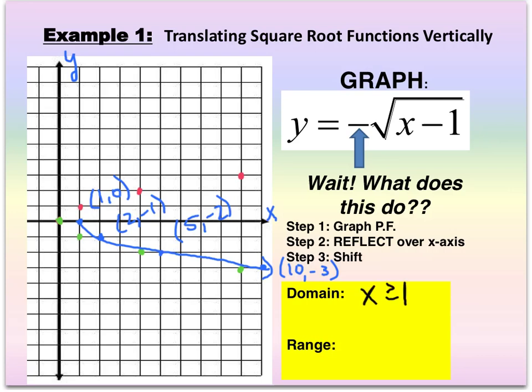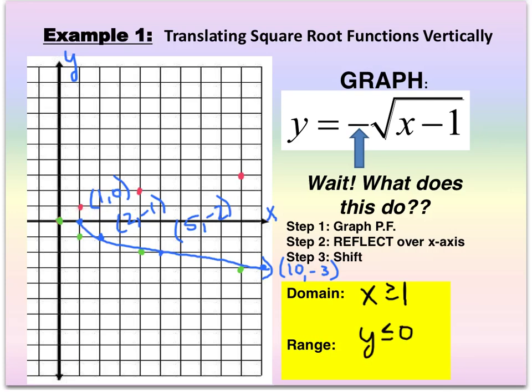Now range describes possible y values. So you start at the beginning of your function, and what happens to y? Well, as x increases to the right, y is going to slowly decrease down. So y begins at 0 and decreases down. So that's y less than or equal to 0.